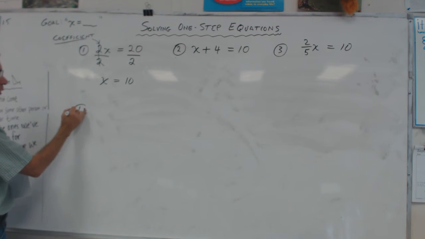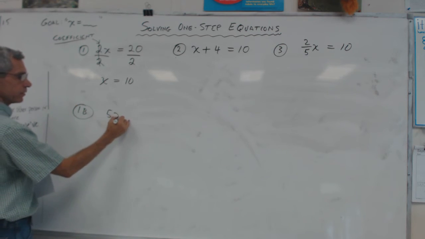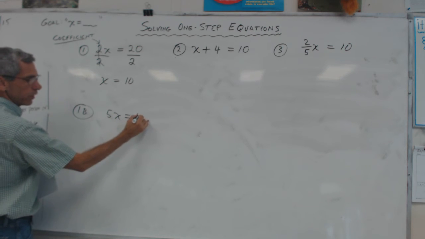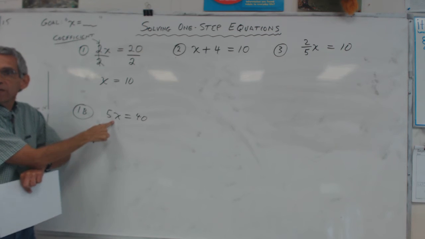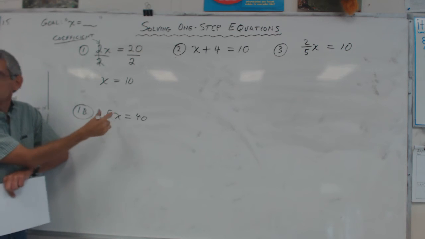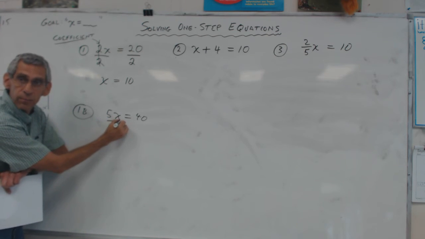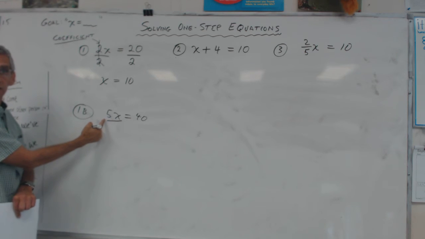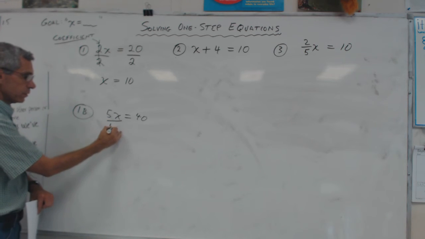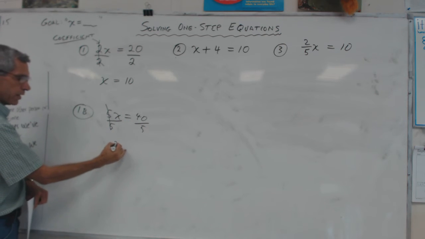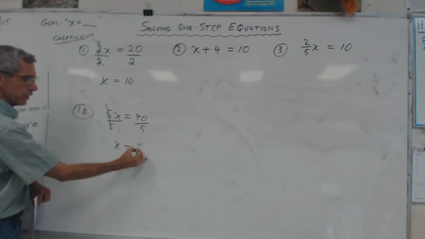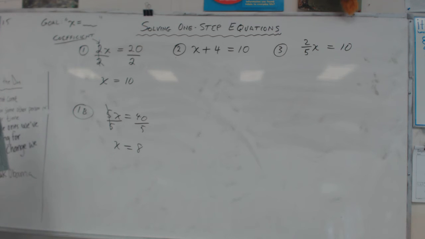We'll try one more. Okay, 5x equals 40. Somebody multiplied my x by 5. I want to undo it. I'm going to divide by whatever the number is in front of the x, 5. Divide this by 5. This becomes a 1, so 1x, or x, equals 8. Right? Fist of 5. You guys all get that? Makes sense to you? Awesome.